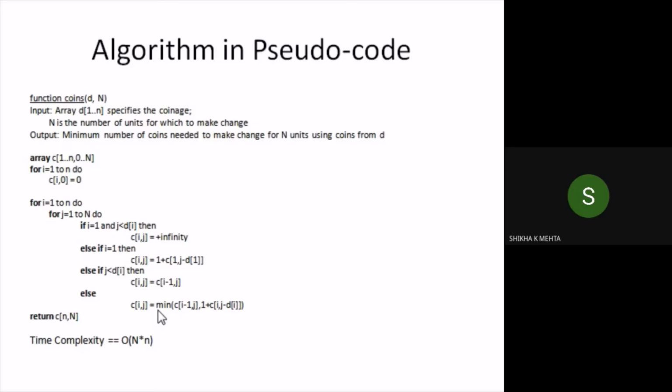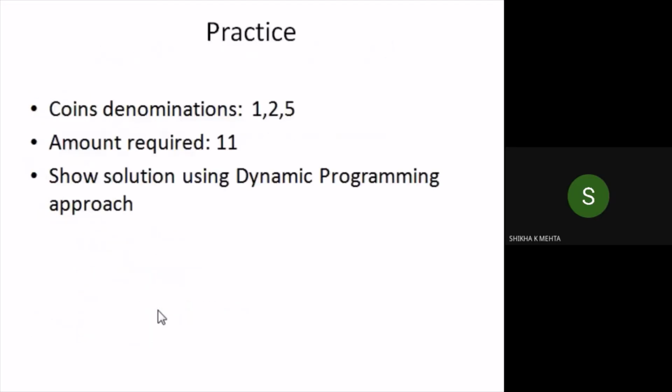Else C i j is equal to the minimum of C i minus 1 comma j, and 1 plus C i comma j minus d i. That is the minimum that we have applied, and finally we return the value. The time complexity of this particular algorithm is of the order of O(n) into n, as we are using only 2 for loops. One is for the coins and another is for the denomination, the change that is required. Now you have to show me the same table using the dynamic programming approach. Develop this table and show me the output.